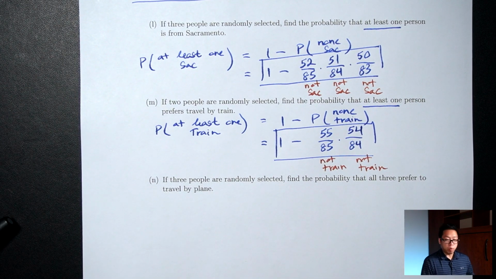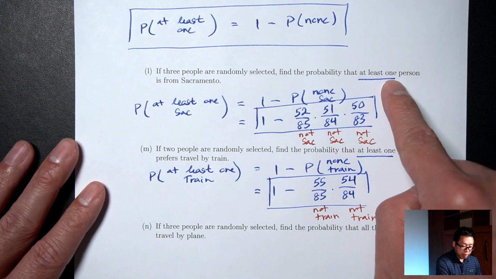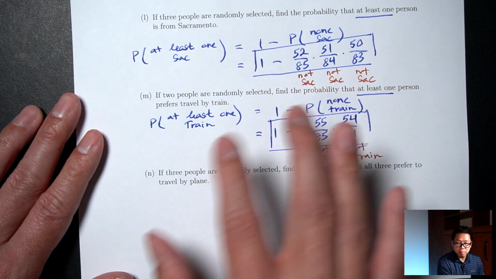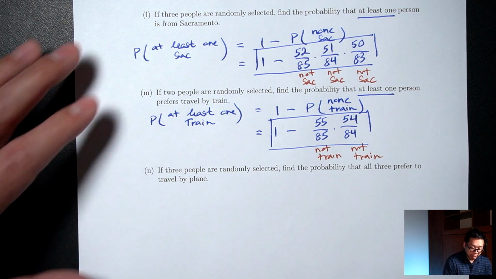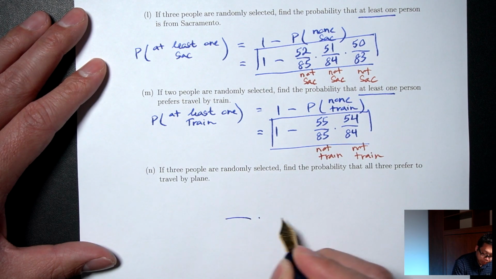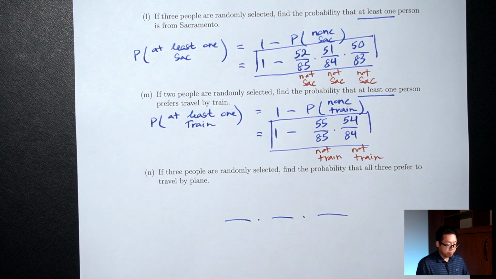Part N. If 3 people are randomly selected, find the probability that all 3 prefer travel by plane. When I read that, did you hear the words at least one? No. So if you see at least one, your final answer will be 1 minus some fractions. If you don't see the words at least one, then you should do it the same way we did it on a previous page. This is 3 people, so my answer should just involve 3 fractions, without the 1 minus.